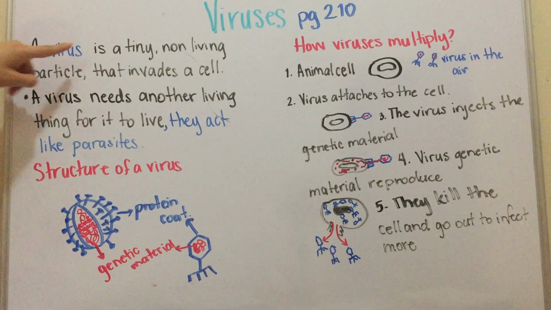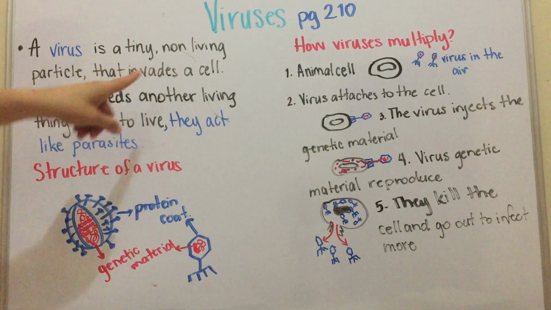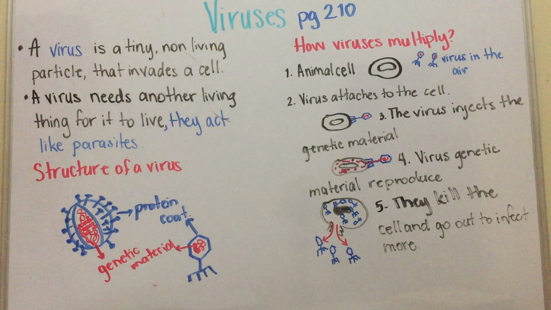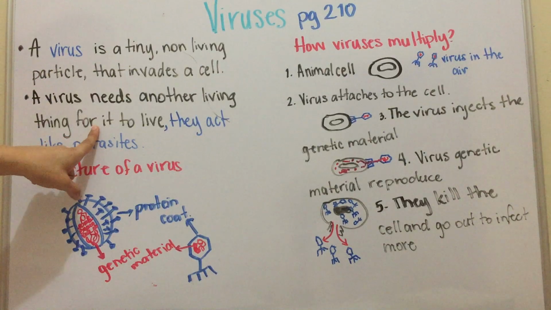A virus is a tiny non-living particle that invades a cell. If you see, it's non-living. So this means that a virus can only live if it is in another living cell. If it is not in a cell, the virus eventually is going to die. If it's on the top of a book, eventually it's going to die. So a virus needs another living thing to live.